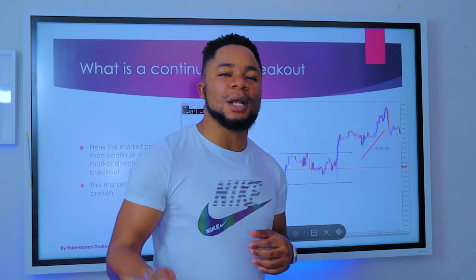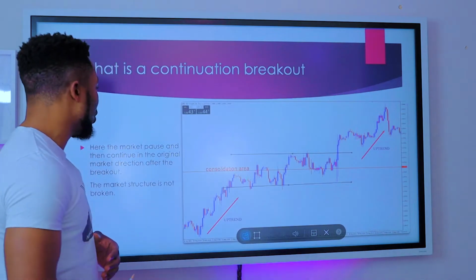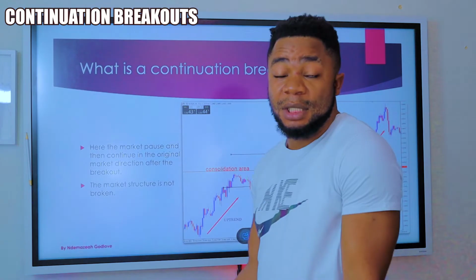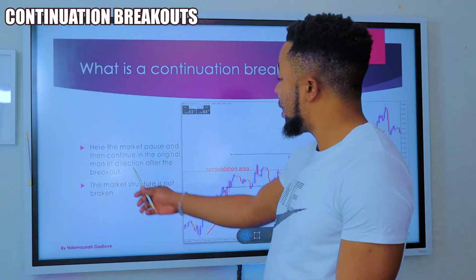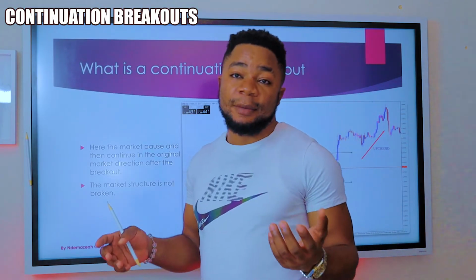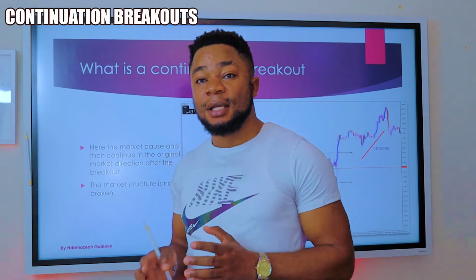Let's talk about the first one. Let's go into my screen so that we can talk about it. Good. Continuation breakout. Just from the name, it is self-explanatory. Here the market pauses. Remember, it is a pause. The market is going up. The buyers and sellers are fighting. Then they have a pause.